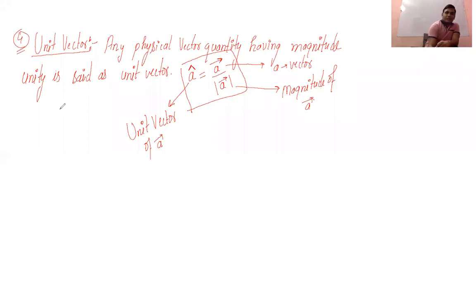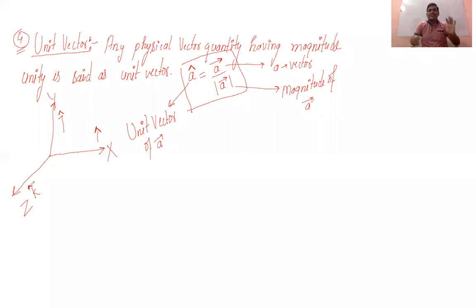Okay, and if you're talking about these three axes, this is your x-axis, this is your y-axis, this is your z-axis. Along the x-axis, the unit vector is represented by I cap. Along the y-axis, the unit vector is J cap. And along the z-axis, the unit vector is K cap.